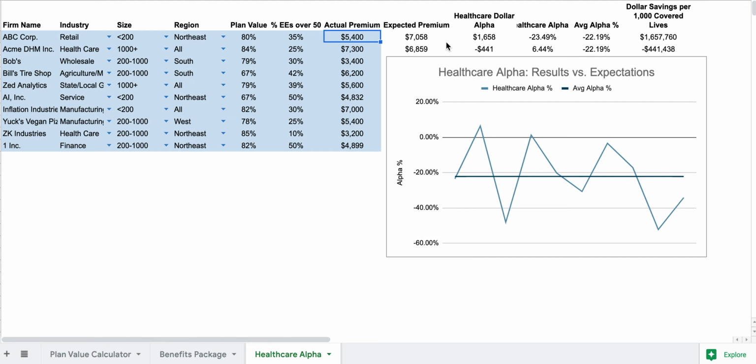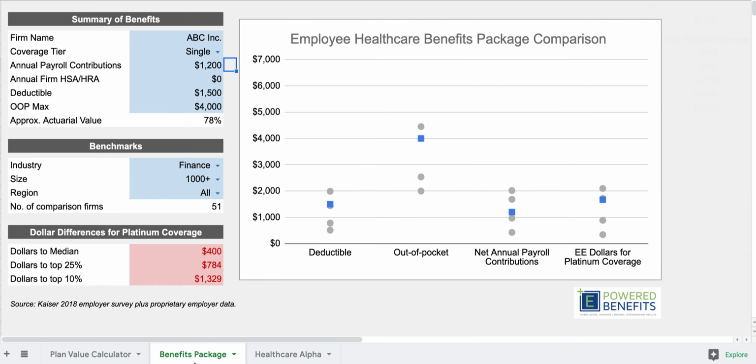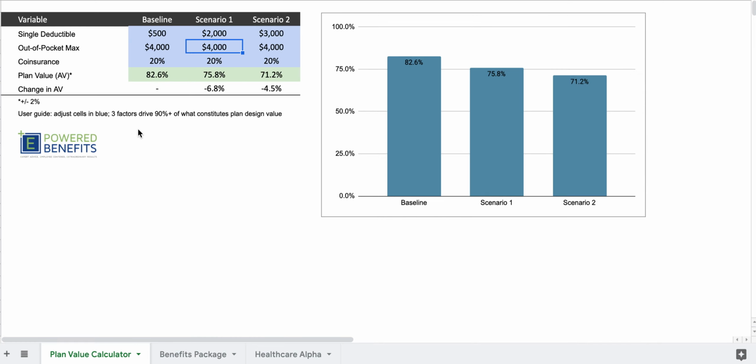We're calling this healthcare alpha because healthcare alpha is showing kind of overperformance as reflected in reduced trend beyond what would be expected. So this is a kind of way to gauge brokers, a way to gauge a book of business. So these are three tabs. There's a few others that I'm working on, but this is an initial tool and it'll be updated. So again, you can look at the totality across clients of what you're delivering. You can look at the richness of a benefits package, and then also you have a convenient calculator to look at the plan value and how that changes.